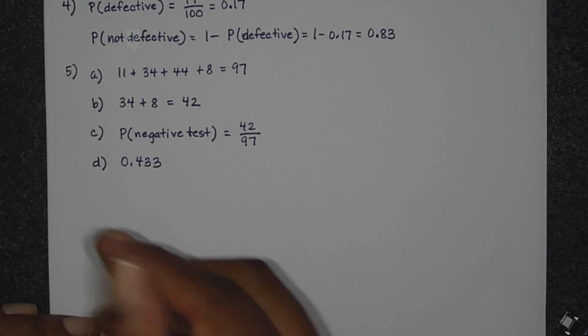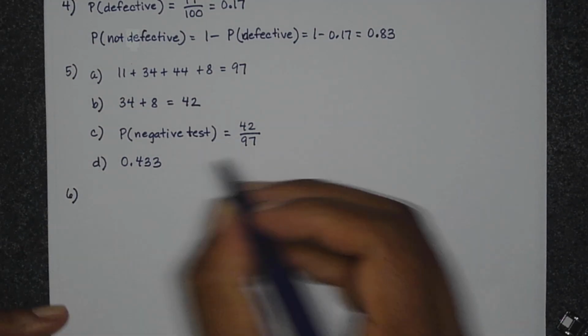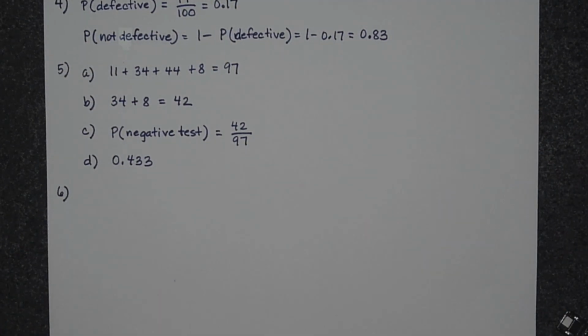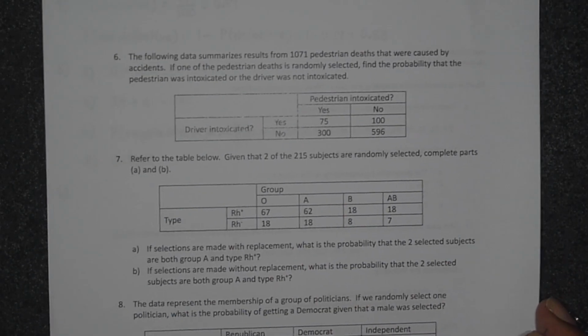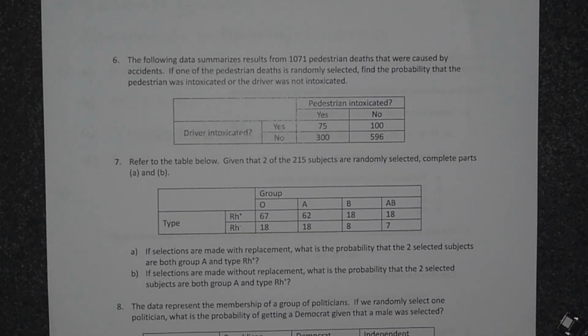Okay, now problem number 6. All right, in number 6, the following data summarizes results from 1,071 pedestrian deaths that were caused by accidents. All right, and it says here, if one of the pedestrian deaths is randomly selected, find the probability that the pedestrian was intoxicated or the driver was not intoxicated.